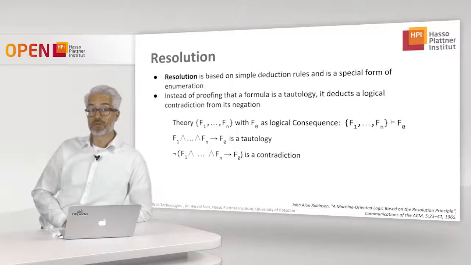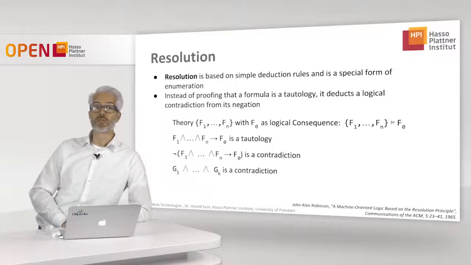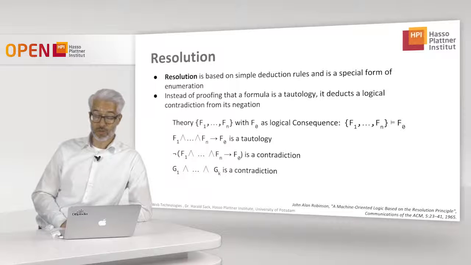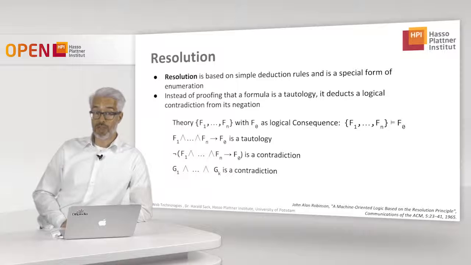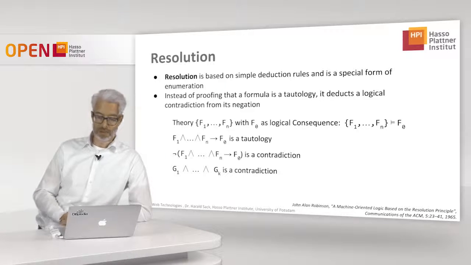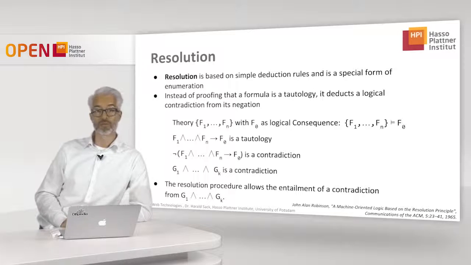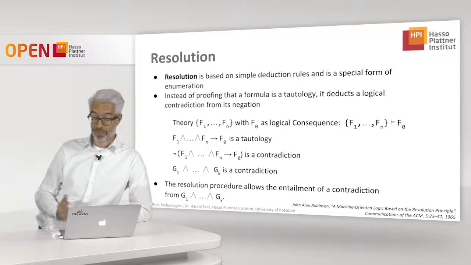And to do this, we have first to transform this expression into a canonical form. And we know already this canonical form for the resolution that we need is the so-called conjunctive normal form. Therefore, you see here all these conjunctions, and this is nothing else but the clausal form. So the resolution procedure allows the entailment of a contradiction from a knowledge base given in a clausal form.